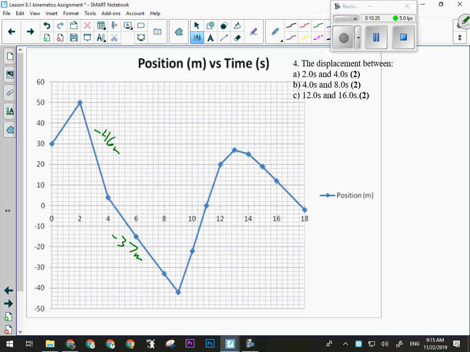And then between 12 and 16 seconds. At 12 seconds, we are at a position of 20 meters, and at 16 seconds, we are at a position of 12 meters. So we're looking at negative 8 meters during that.